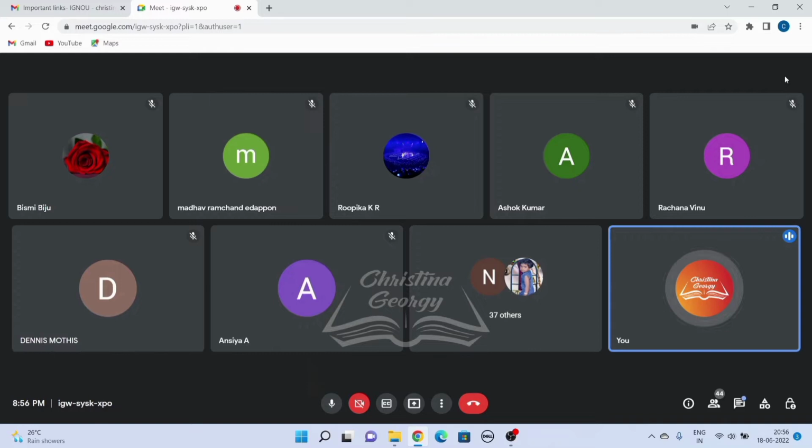For example, you may have a look at the example given in your textbook on page number 24. I saw a beautiful bird sitting on a branch of a gulmohar tree.